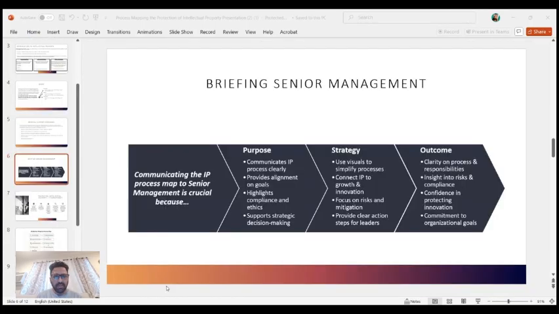Next slide. Briefing senior management. When communicating the IP process map to senior management, language will focus on strategic value, risk, and resources needed. Using clear visuals and executive summaries, the presentation will highlight how funding supports innovation, ensures compliance, mitigates risk, and aligns with the organizational goals, enabling informed decision making and leadership commitment.